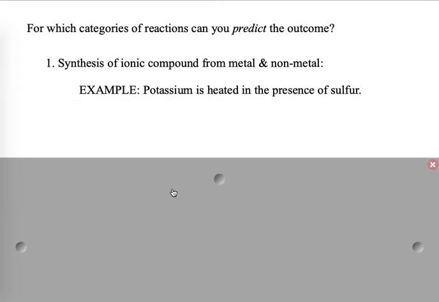So for example, potassium is heated in the presence of sulfur. Potassium is a monatomic solid. Sulfur occurs as molecules of S8. All of that should be in your notes, by the way. We know that a metal and a nonmetal react to form an ionic compound. So by simply writing the symbols of the ions formed by potassium and sulfur, we can predict the formula of the ionic compound they produce.